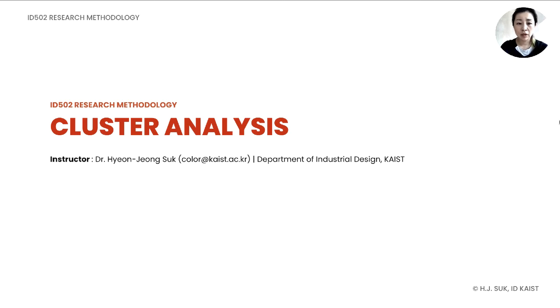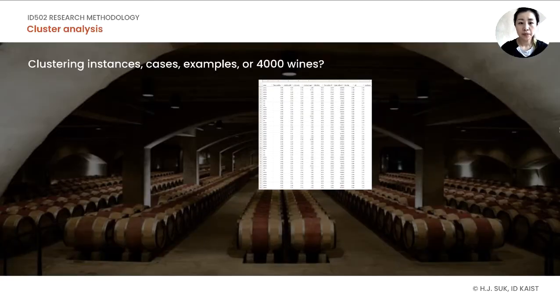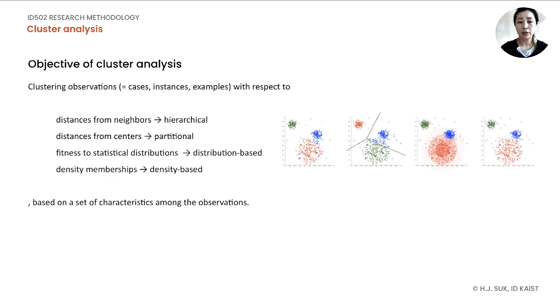This is about cluster analysis. So suppose that you have a lot of data, like over 4,000 wines, and you need to cluster them based on their chemical properties. And we face such situations quite often. So cluster analysis is developed for that purpose.